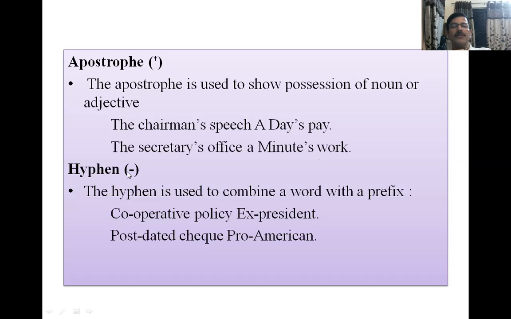The next one is hyphen, a dash. The hyphen is used to combine a word with a prefix. See this example: co-operative policy, ex-president. In between the ex and president, you have to use a hyphen. Similarly, post-dated cheque, pro-American. Post, the hyphen, then dated; pro-American.